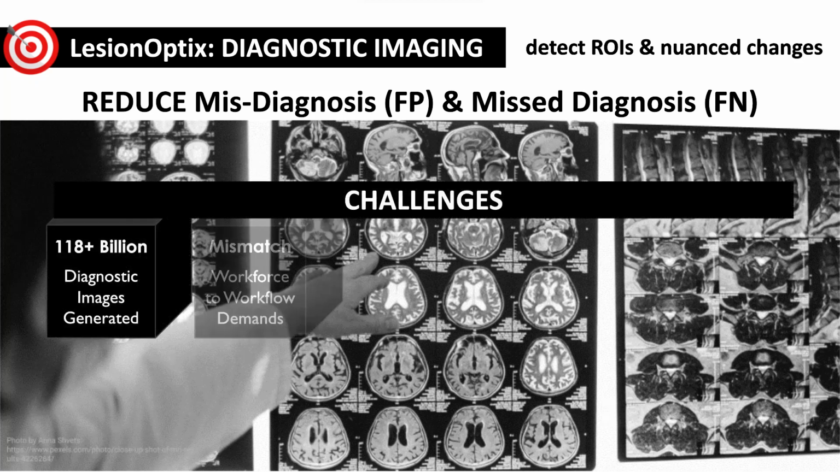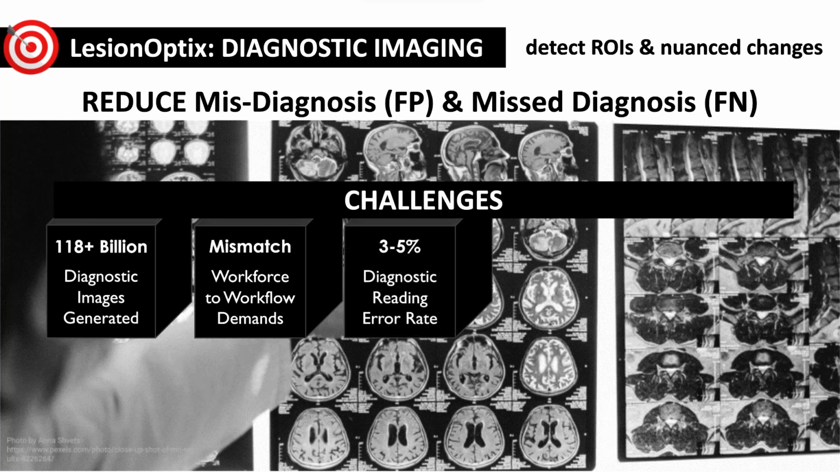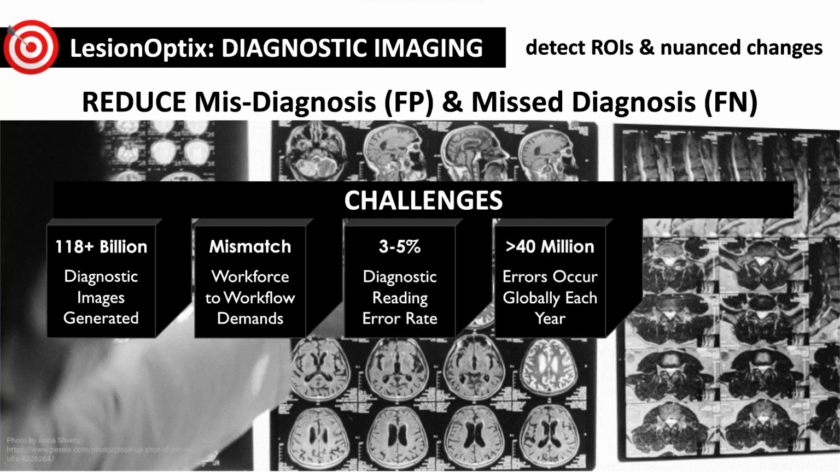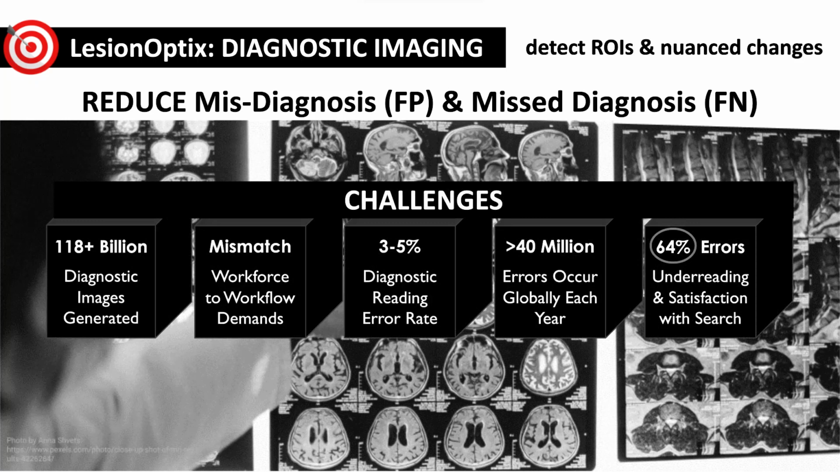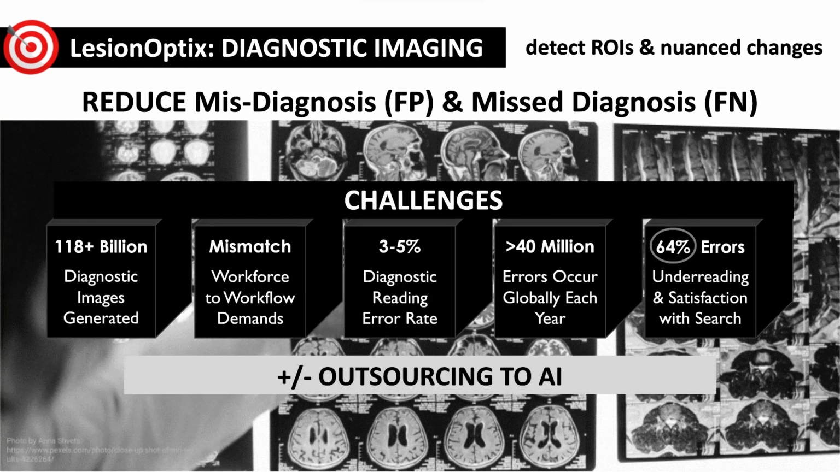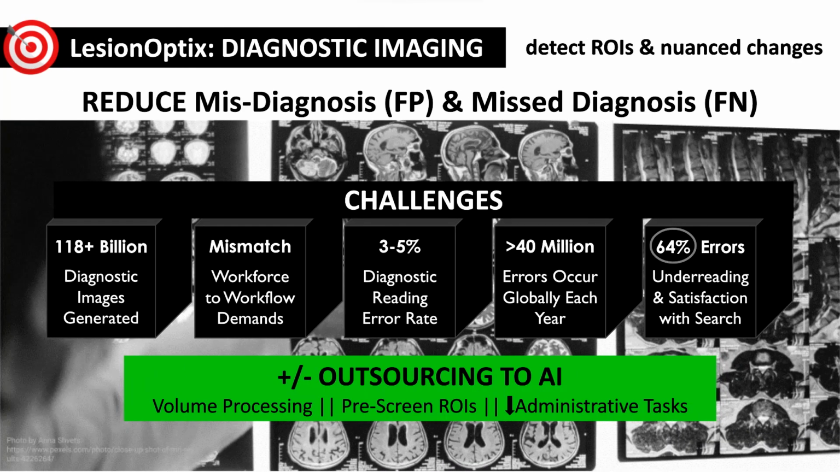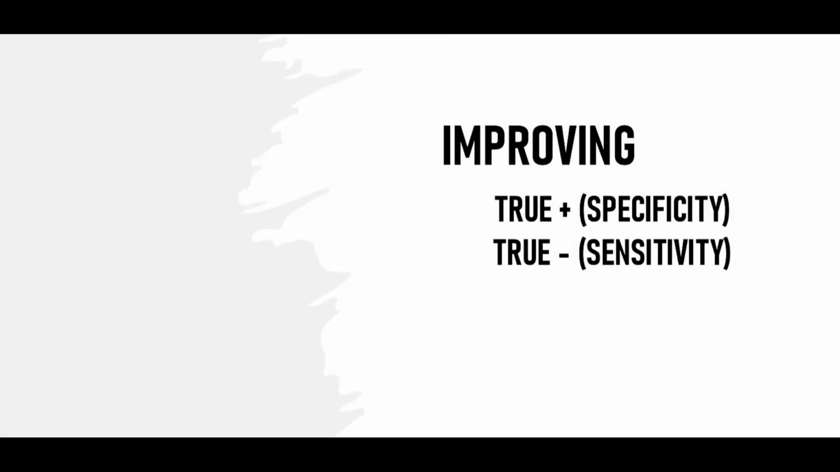The sheer volume of diagnostic images and heterogeneity of lesions makes this challenging for both humans and AI. Not surprisingly, errors occur. Clinician fatigue impacts cognition and perception. And while AI can improve efficiency, handling volume information processing and administrative tasks and helping to reduce errors by pre-screening ROIs, outsourcing to AI can also exacerbate existing human errors, and new ones can emerge, including complacency and loss of clinical skills. So how can we improve sensitivity, the true positives, and specificity, the true negatives?